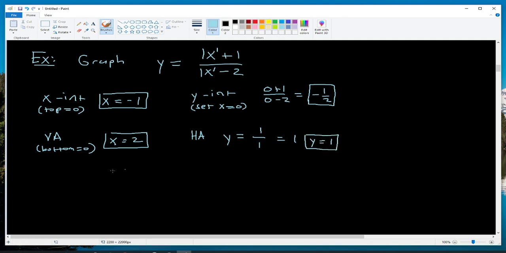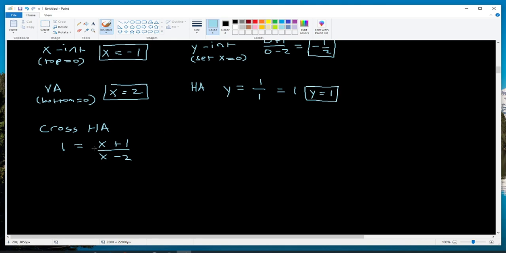Then the final thing we see is, do we ever cross the horizontal asymptote or the oblique asymptote? In this case, it's a horizontal asymptote. So what you do to check that is you set the horizontal asymptote value equal to the original equation, and you solve it for x, and you see, does the solution you get back make sense, or do you get something weird like 5 equals 2? So I'm going to multiply the x minus 2 across. The x minus 2 multiplies up to 1. 1 times x minus 2 is x minus 2.